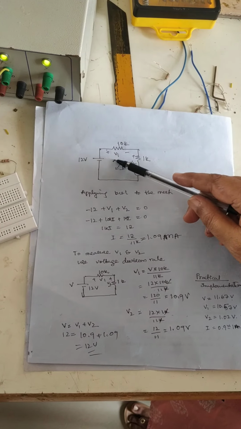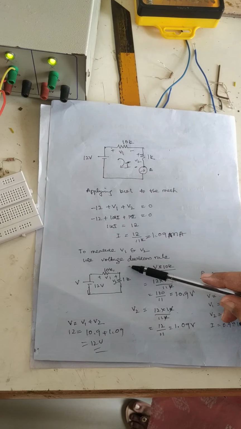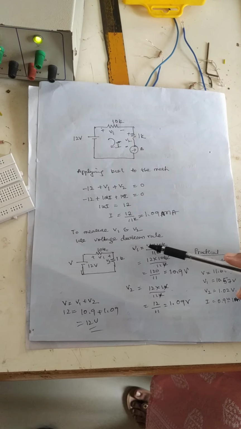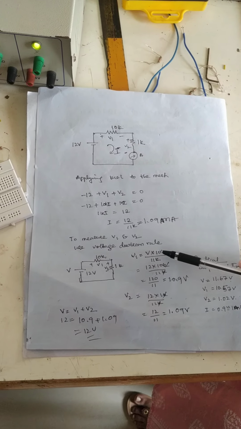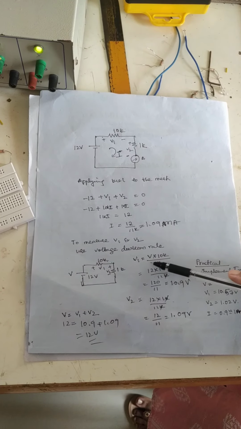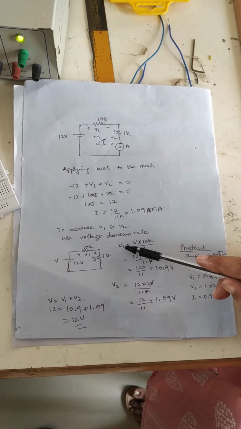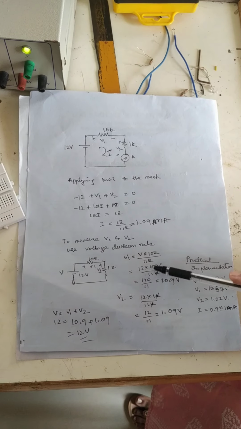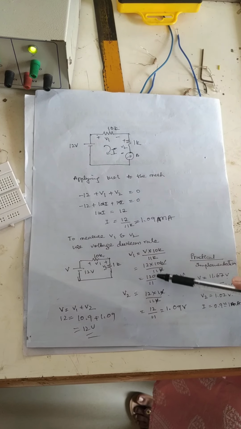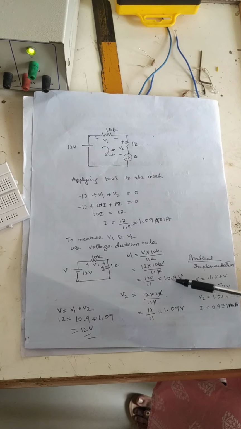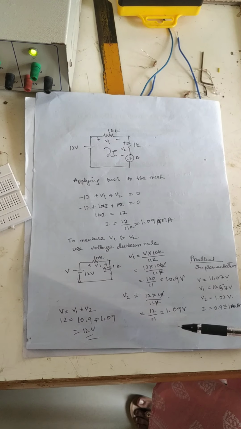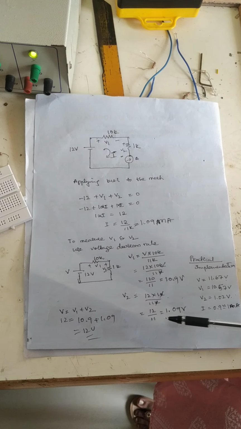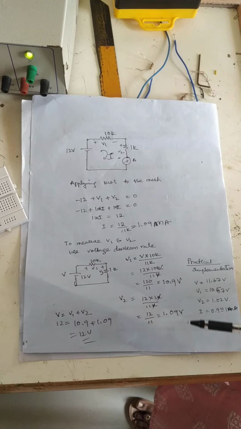To measure V1 and V2, we will apply the voltage division rule. The voltage division rule says any branch voltage equals the total voltage into the resistance of that branch divided by the total resistance. Here V1 equals V, which is 12 volts, into 10k by 11k. So you will get around 10.9 volts. V2 is 12 into 1k by 11k. It is around 1.09 volts.